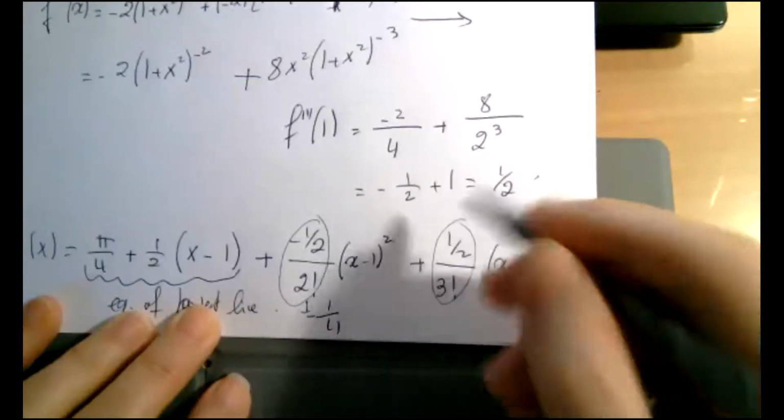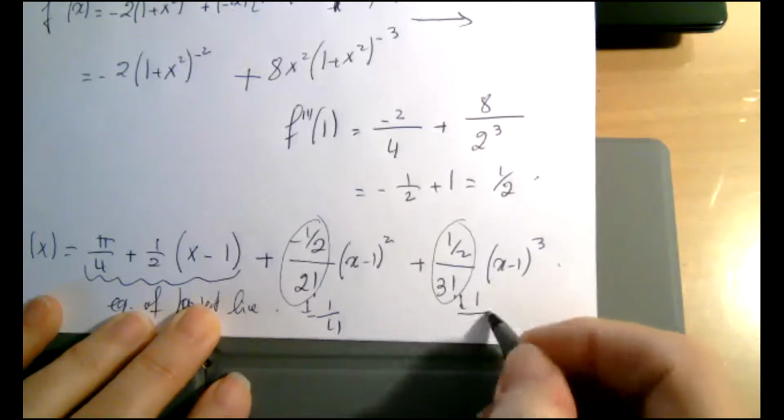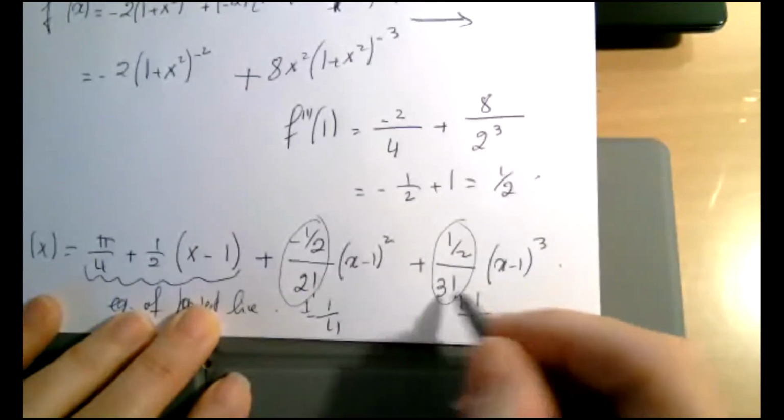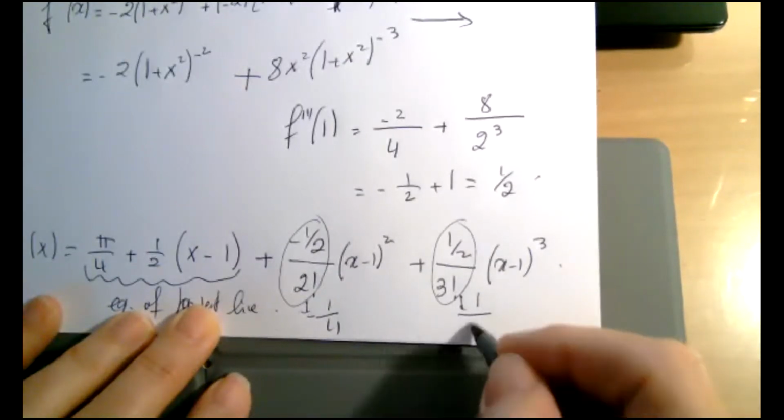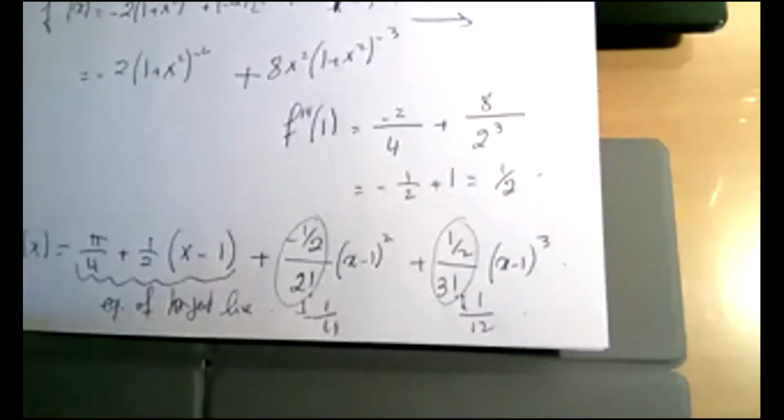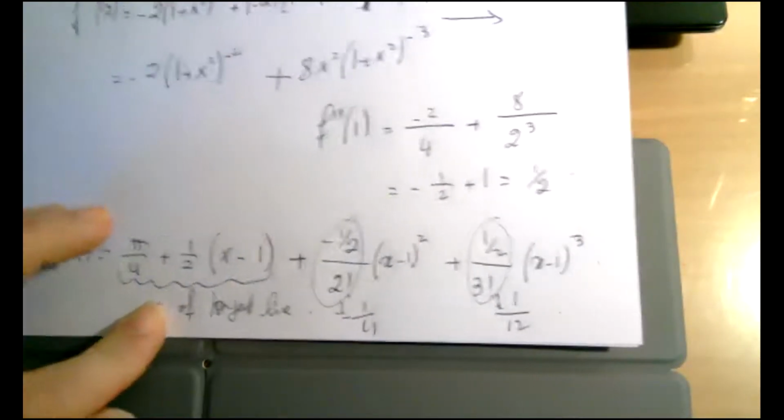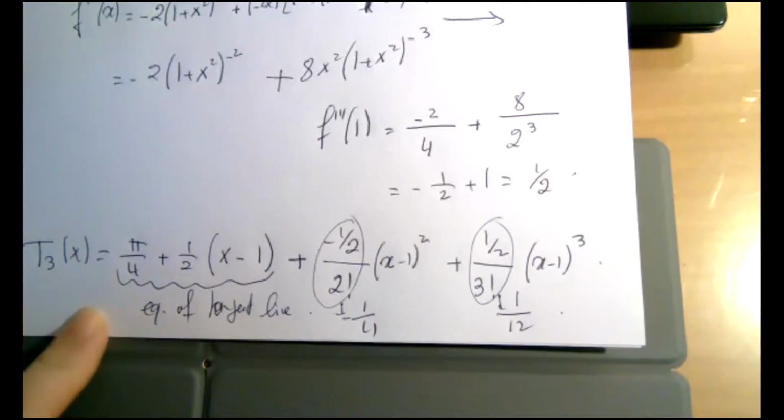And this will become 1 over 2 times 3 factorial. 3 factorial is 6. 2 times 6 will give me 1 over 12. So it's really basically plugging in the formula.